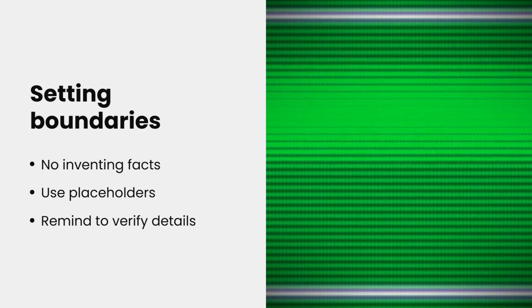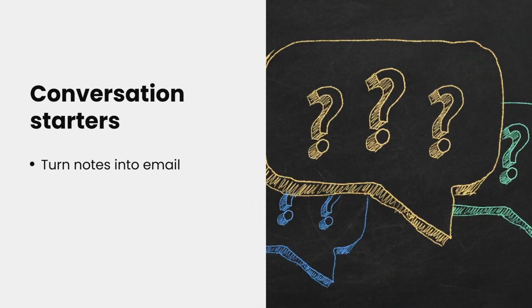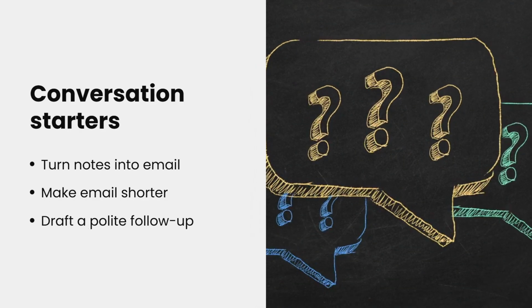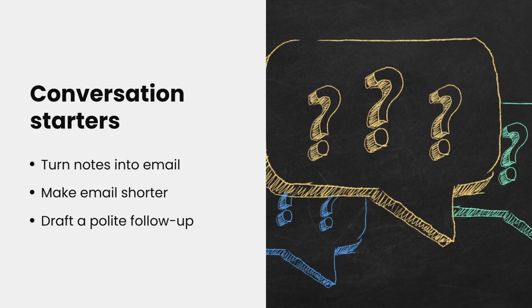And boundaries? No inventing facts, use placeholders. Always remind users to verify important details. Add conversation starters like, turn these notes into a professional email, make this email shorter and friendlier, or draft a polite follow-up email. These give users immediate direction and clarity.